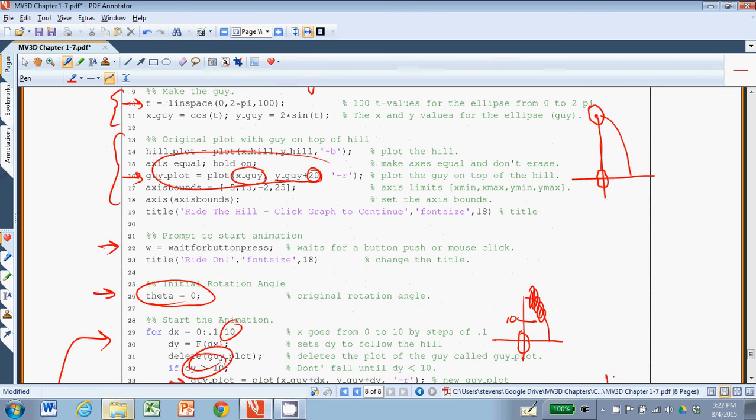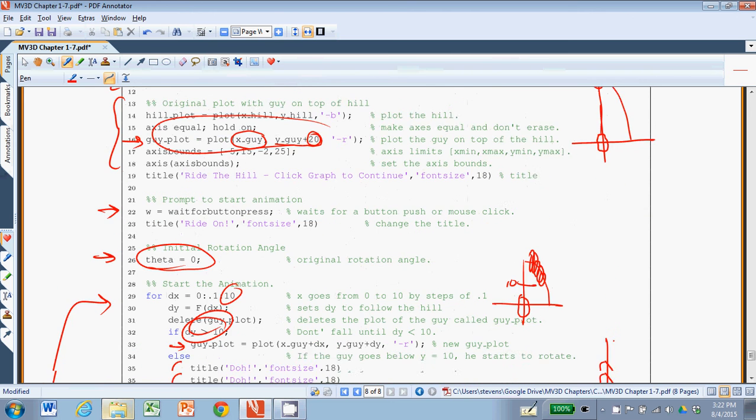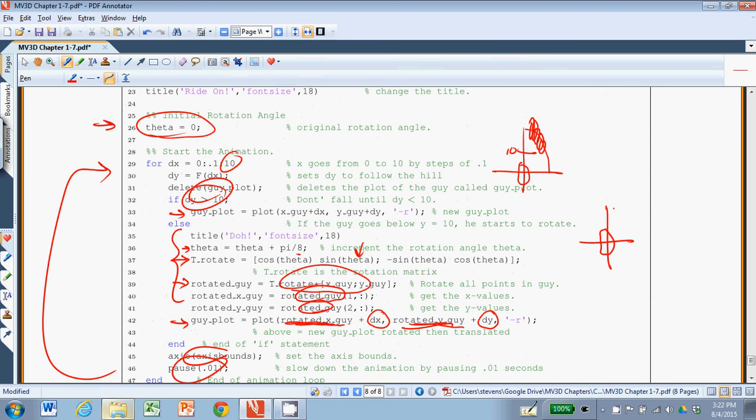I recommend that you go grab this code and just run it and play around with it. You can change how fast it goes, what the ellipse looks like. You should notice that if you change this pi over 8 to something smaller, the rotation will actually go slower. If you make it bigger, it'll appear to rotate faster, but it might be sort of choppy. So feel free to grab it, play around, and then do the homework.